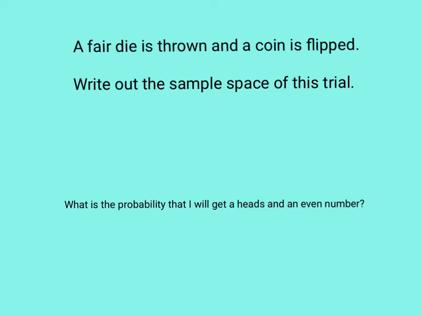So here's another question that I want you to try. A fair die is thrown and a coin is flipped. Write out the sample space of this trial. So again, pause the video here and have a go at the first part of this question. And then the second part is, what is the probability that I will get a heads and an even number?